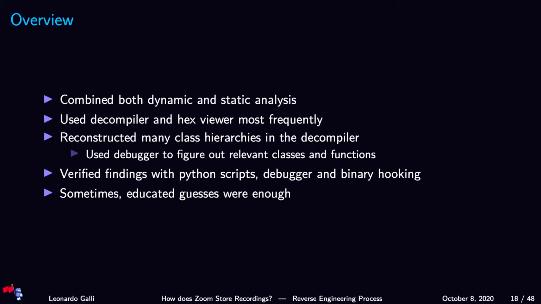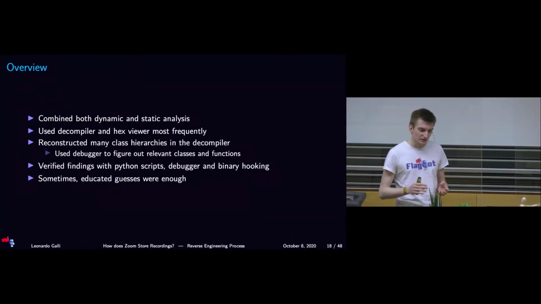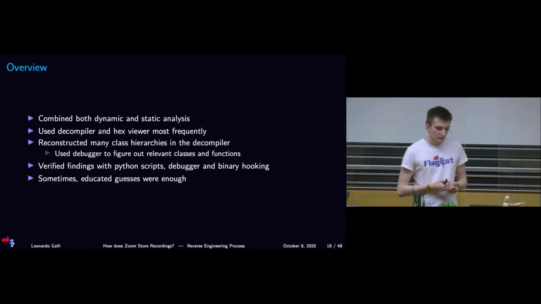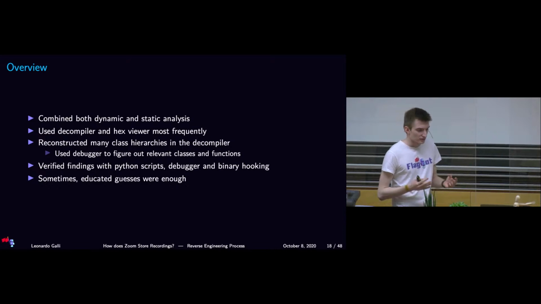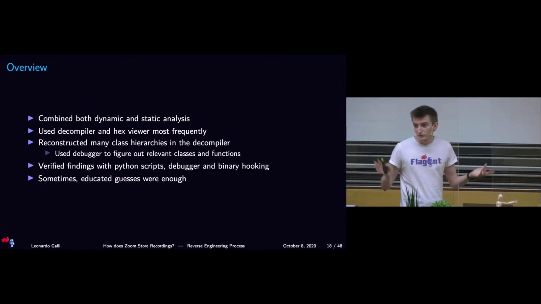And so I also used my decompiler and text viewer quite a lot, and I reconstructed many of the class hierarchies you find in the binaries myself in the decompiler, and then I also used the debugger to then verify these class hierarchies, as I explained before. I also verified my findings with Python scripts, so if I figured out, oh, okay, this thing in the file does this, then I used the Python script to extract all these things from the files and then verify, well, is this actually true? And I also, as I explained, used the debugger and binary hooking for verifying the class hierarchies.